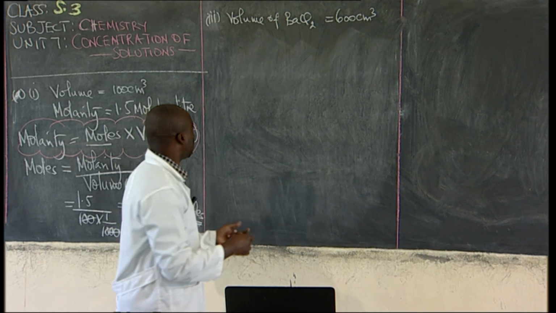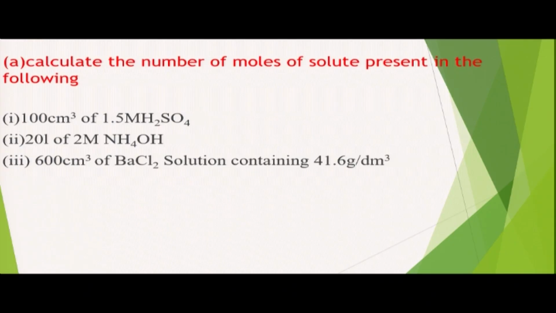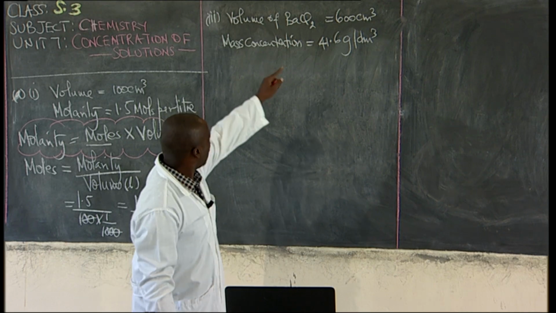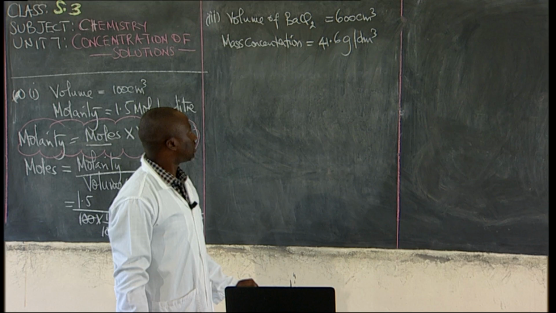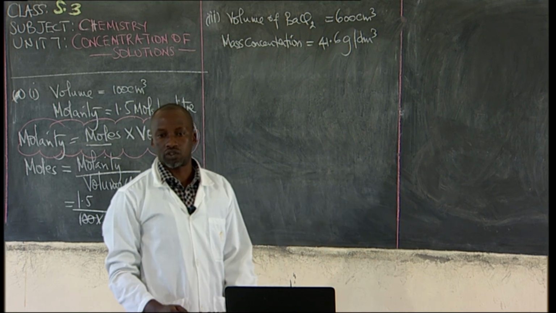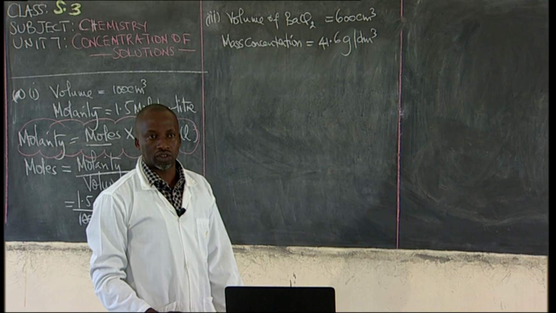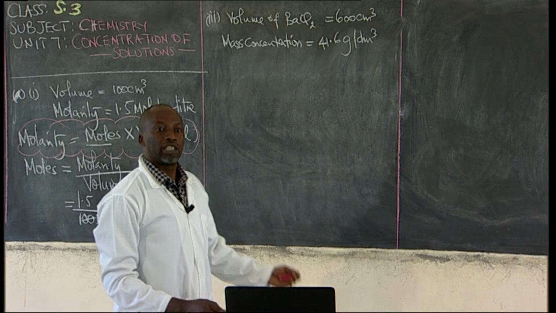And this 600 solution contains the mass in 1 liter. So it contains 41.6. What is that? That is the mass concentration. The mass concentration will be equal to 41.6 grams per decimeter cubed. So we are given the mass concentration, but we need to first change it into moles. How do we get the number of moles?